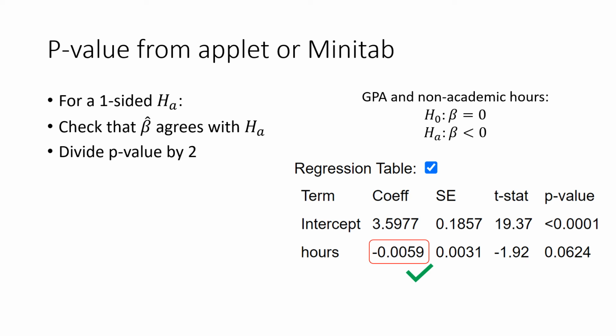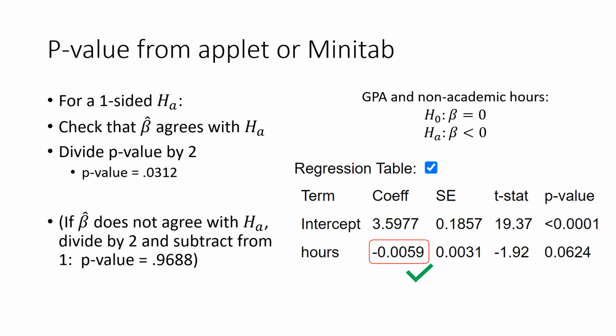Then we can divide the p-value by 2. So here, our p-value for our one-sided alternative hypothesis would be the p-value in the last column of the regression table, 0.0624, divided by 2, so 0.0312.